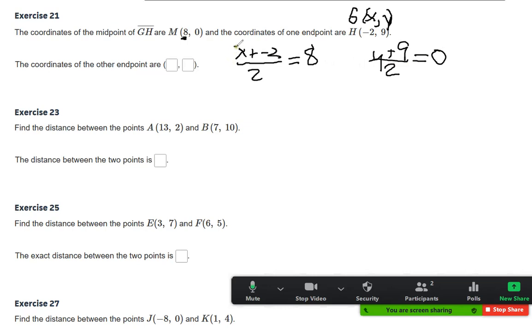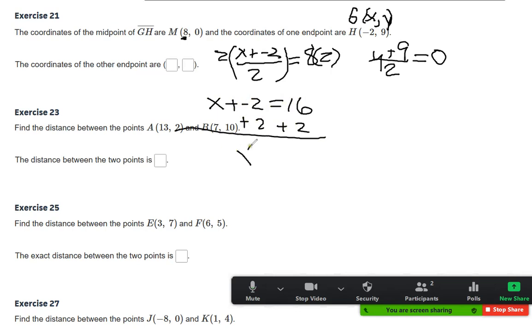So over here, I'm going to multiply both sides by 2. I get x plus -2 is equal to 16. So I'm going to add 2 to both sides. I'm going to get x is equal to 18. Okay, we're halfway there. We know the x coordinate of our point, and 18 goes right here.